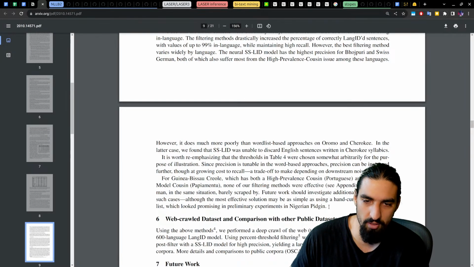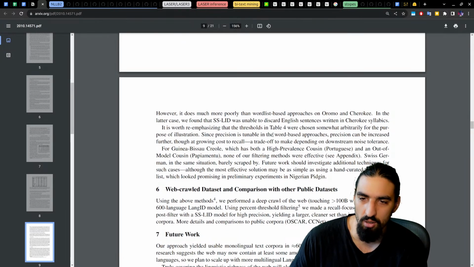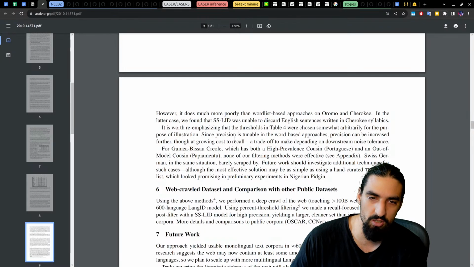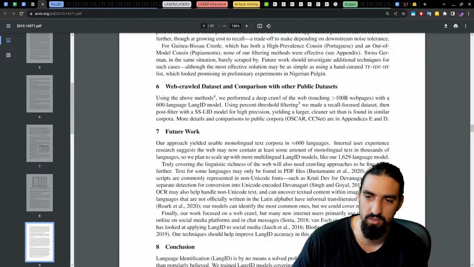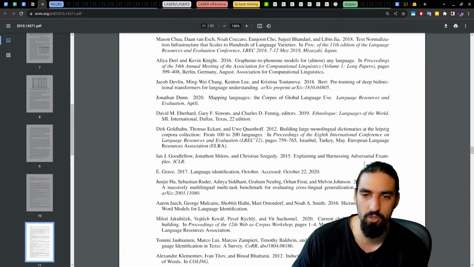Using the above methods, we performed a deep crawl of the web, touching over 100 billion pages. With a 600 language LangID model, using % threshold filtering, we made a recall focused dataset, then post-filter with SSLID for high precision, yielding a larger, cleaner set and is found in similar corpora. More details and comparisons to public corpora are in the appendices E and D. Okay, we read all this.